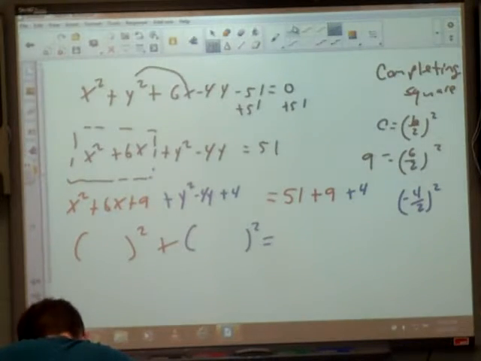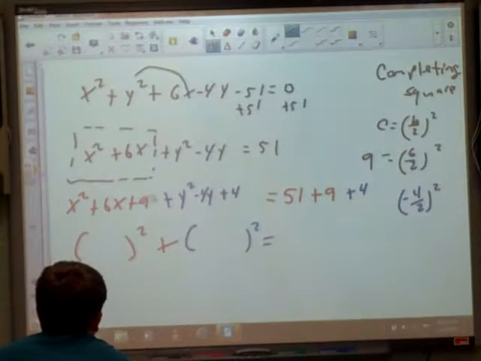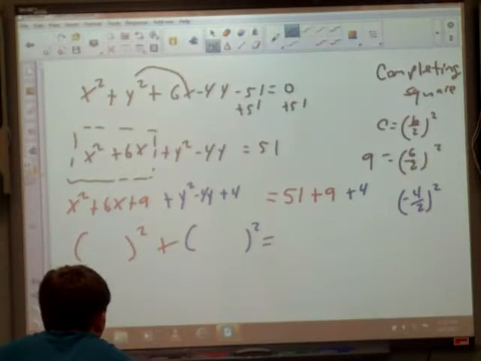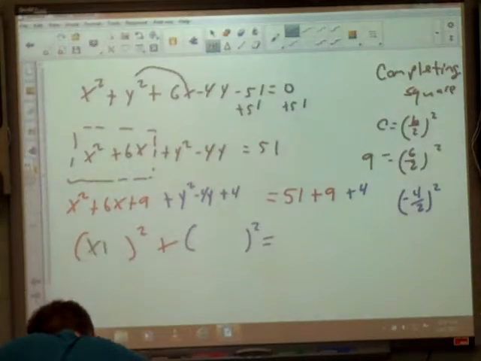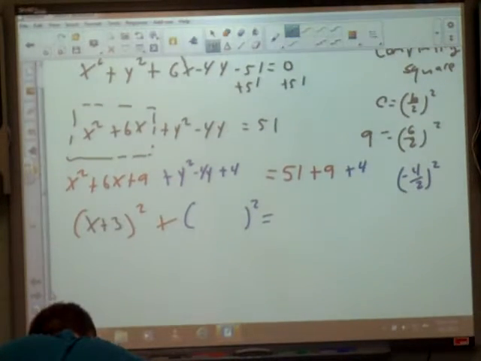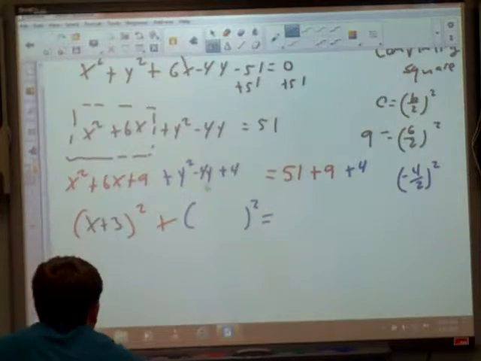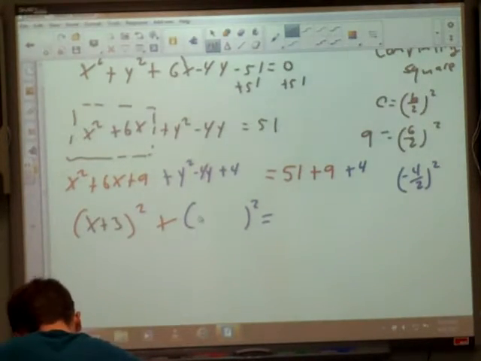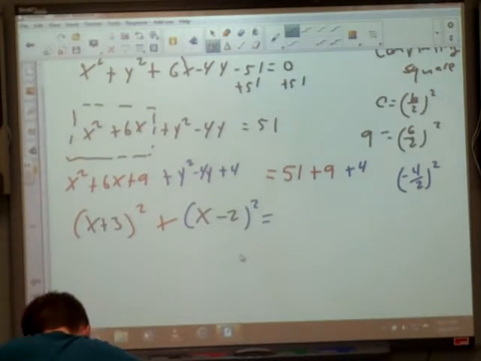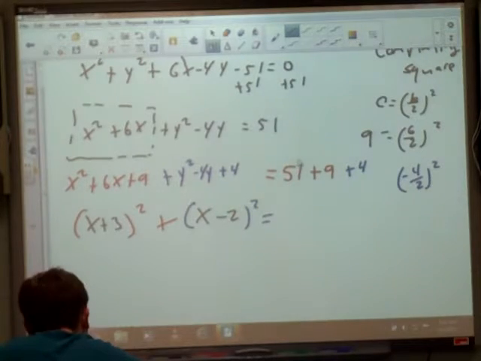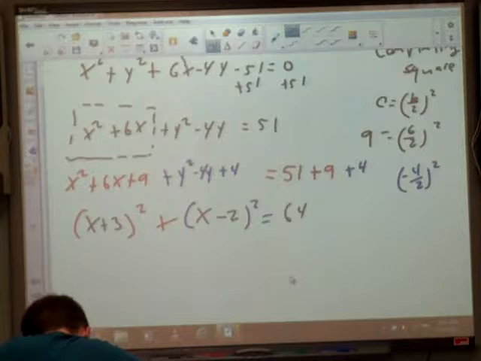We can do that now. What factors of 9 add to 6? 3 and 3, so that would be the same as x plus 3 squared, right? What factors of 4 add to negative 4? Negative 2 and negative 2, so that would be the same as y minus 2 squared. Very good, Zach. On the right, 51 plus 9 is 60, plus 4 is 64.